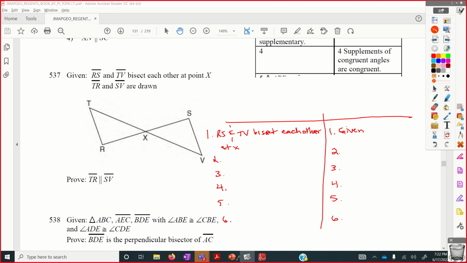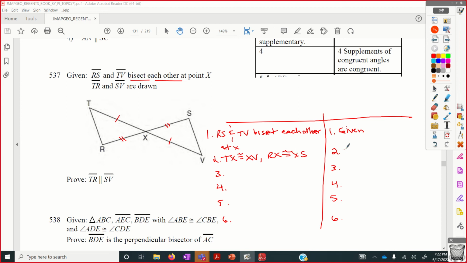All right, so let's start. We'll start off at the top here. Remember, look at your givens. Look for keywords. We should hopefully have seen that word bisect there. So since they're bisecting each other, we know that these two segments are going to be equal. So TX is equal to XV. RX is equal to XS. You want to put congruent, go for it.